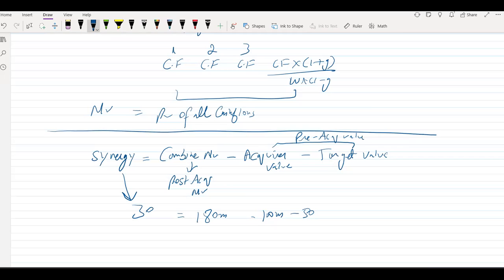Synergy is the benefit which you can earn when you acquire the other company. 2 plus 2 is equal to 3. 2 plus 2 is equal to 5. इसको synergy कहते हैं. Combined market value minus acquirer value minus target value is equal to synergy. By the way, it is not part of syllabus. लेकिन कुछ क्वेश्चन दिए हुए तो इसलिए मैं बता रहा हूं.